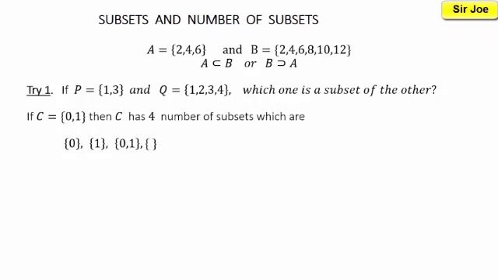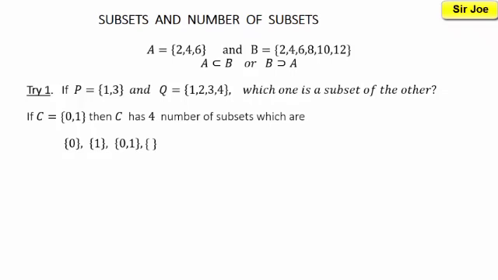Then we can say that C has 4 subsets, because we want to generate subsets from C. Generating subsets from C, we can get a set of 0, a set of 1, a set of 0 and 1, and then an empty set too from this set. At the end of the day, we get 4 subsets from the set C, which is equal to {0, 1}.